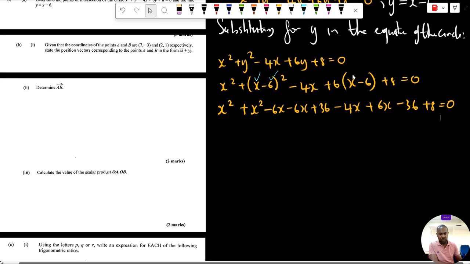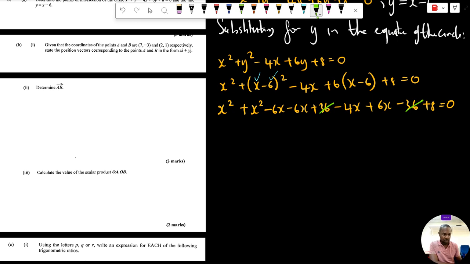So let's see what we can cancel. We see that we have plus 36 and minus 36, so those two will cancel. We also see that one of the minus 6x will cancel the 6x over there. And I think that's as far as that goes. So if we continue, x squared plus x squared gives us 2x squared. Then you have minus 6x minus 4x, which gives us minus 10x. And then, of course, you have, what's that?